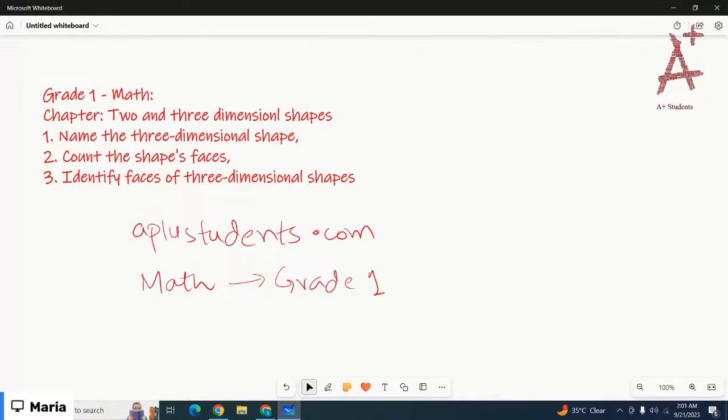We're going to start with chapter 2, three-dimensional shapes. The lessons we are going to cover from the chapter are named the three-dimensional shapes, count the shape's faces, and identify faces of three-dimensional shapes, right? So first we're going to see what the two-dimensional shapes are. Please make sure you have your notebook and pencil so that you can note down the important examples and definitions as well. What do you know about two-dimensional shapes?